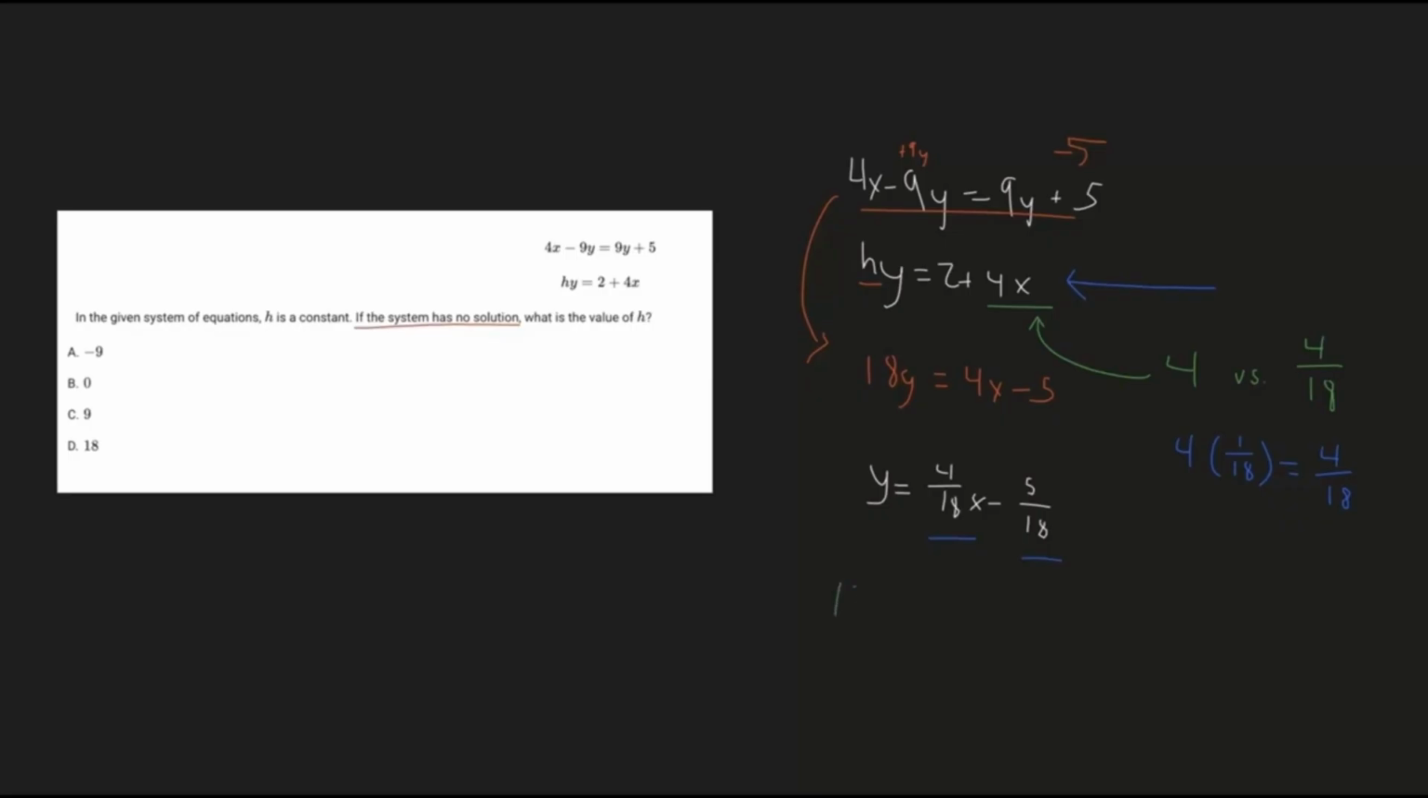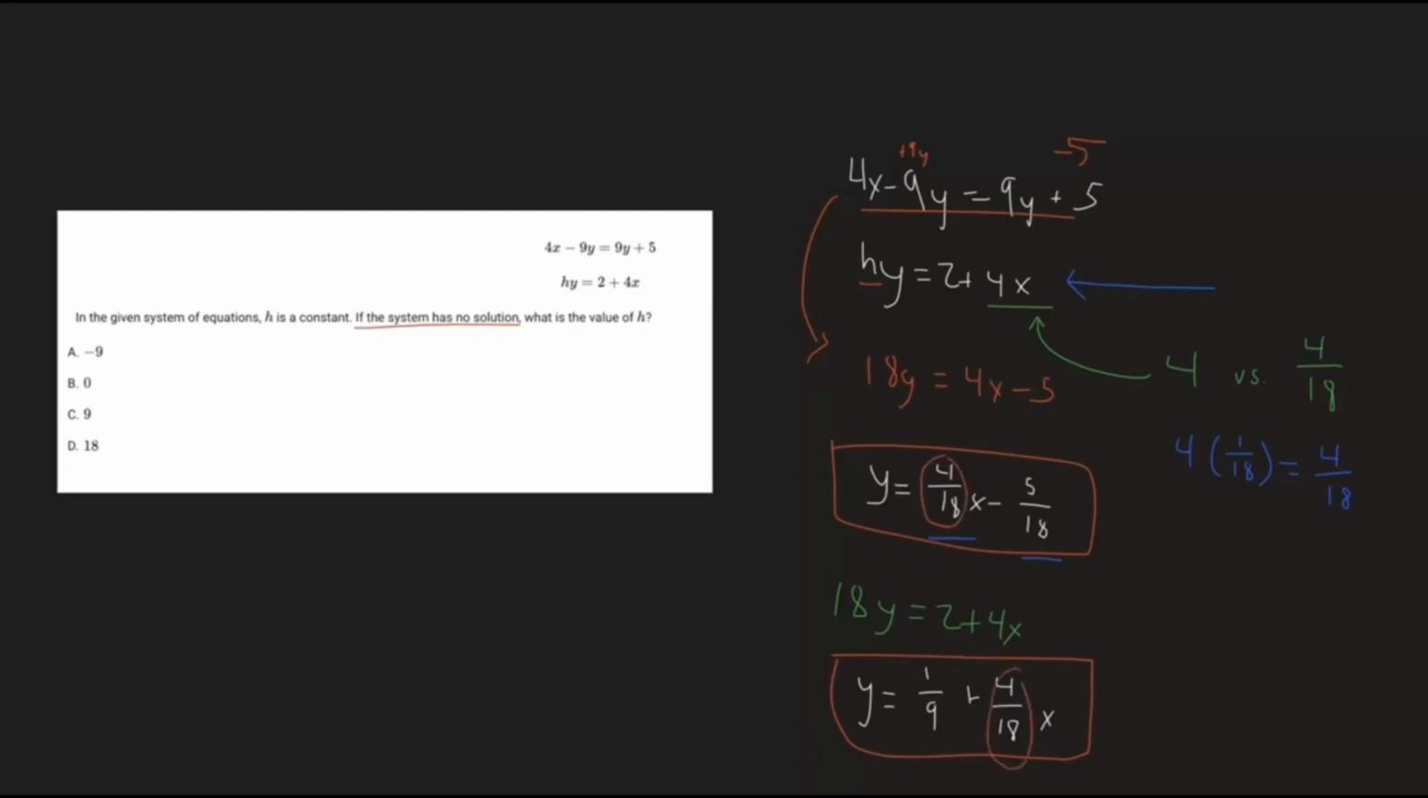So if h was 18, then we get 18y equals 2 plus 4x, right? And so now when we isolate for the y value, divide both sides by 18, we get y equals 2 over 18, which is 1/9, plus 4 over 18x. And so now we have our two equations, right? We have this equation and this equation, we can clearly see that they have the same slope of 4/18, right?